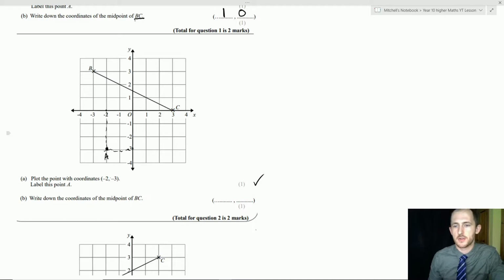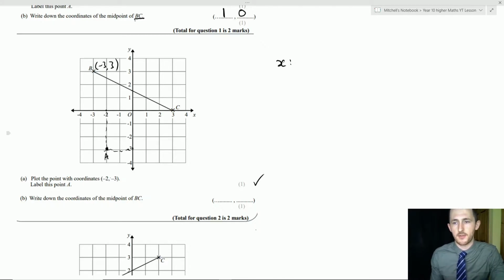Part B, write down the coordinates of the midpoint BC. Now this is what I'm saying. This is a bit trickier to work out where the midpoint is. Well, I can say it's roughly here, but that's not good enough for your exam. There needs to be a specific answer. So again, let's look at the coordinates of B. So it's -3 for the x-axis because it comes up here, and it's 3 along the y-axis.